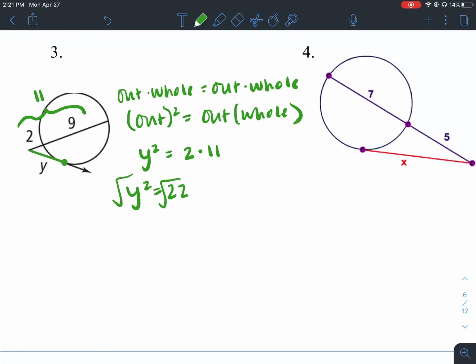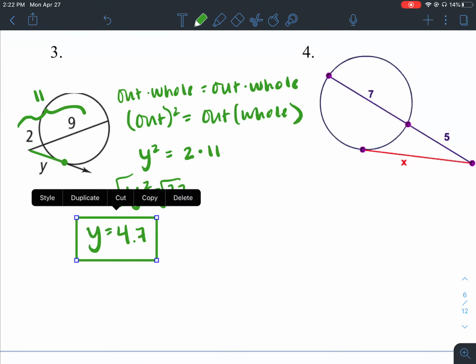So square root, y is going to equal 4.7. Let's do 1 decimal place, 4.7. And again, if you do 1 or 2 or 3 decimal places, or you do simplest radical form, that's just going to depend on your directions, whatever your directions ask you to do.